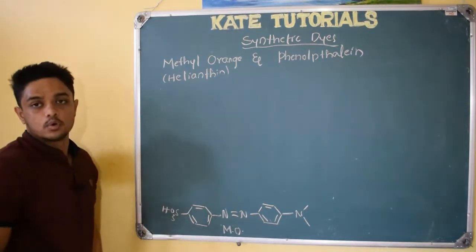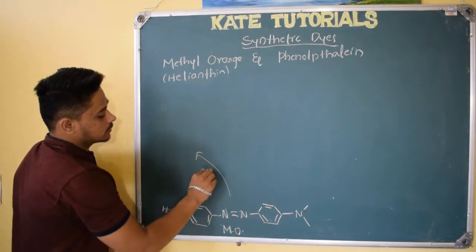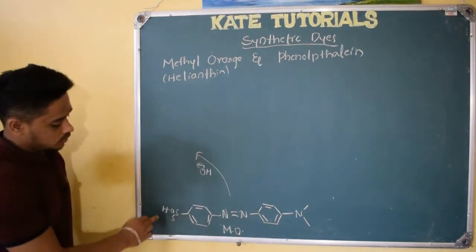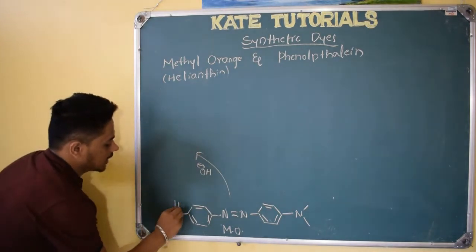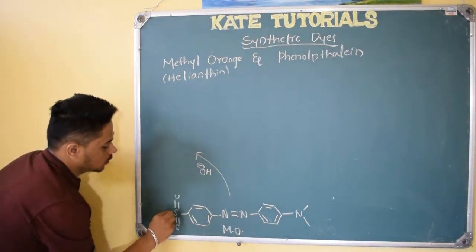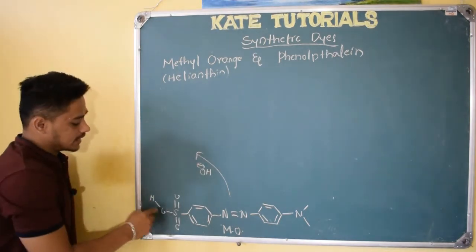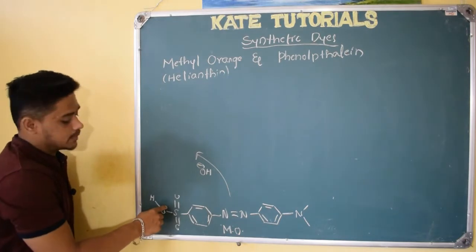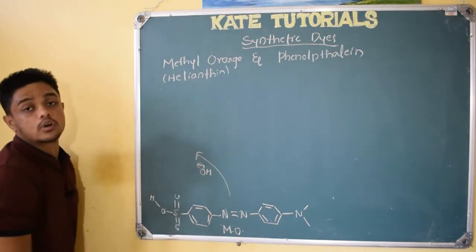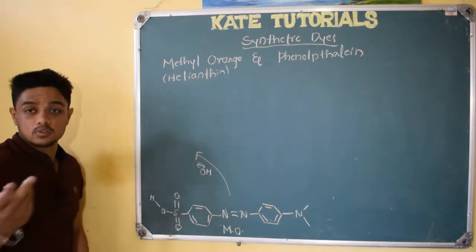So with this I am going to start. When I treat with this base OH minus, see here SO3H is there. If I want to write it elaborately, I will write like this: S double bond O and H. So this H is acidic. Why is it acidic? Because if I remove that H, oxygen gets negative charge. That will be stabilized by these two electron withdrawing groups, right? So oxygen is highly electronegative, it can stabilize that negative charge easily.